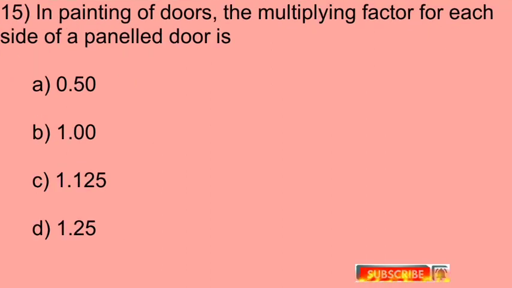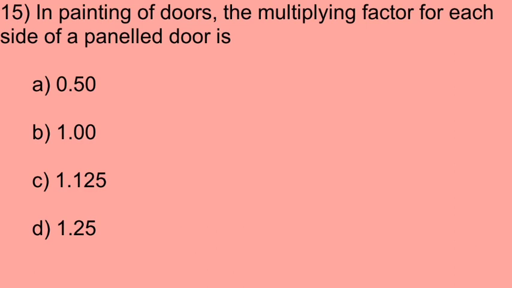Last question. In painting of doors, the multiplying factor for each side of a paneled door is option A 0.5, option B 1, option C 1.125, and option D 1.25. The answer is 1.125. In painting of doors, the multiplying factor for each side of a panel door is 1.125.